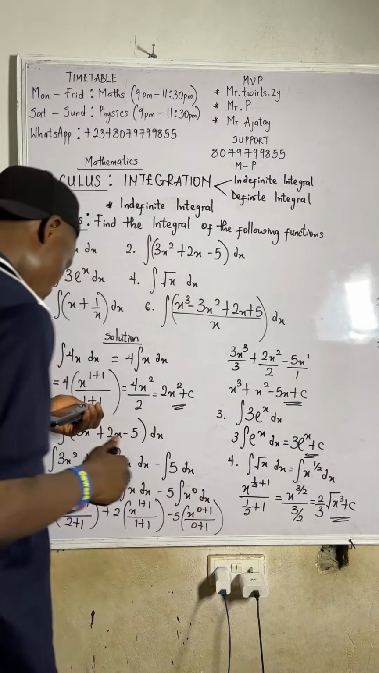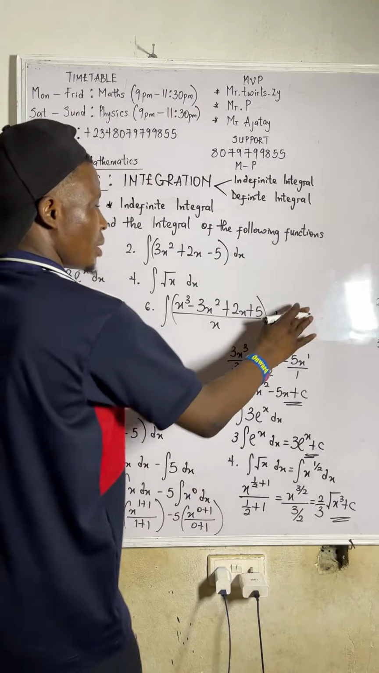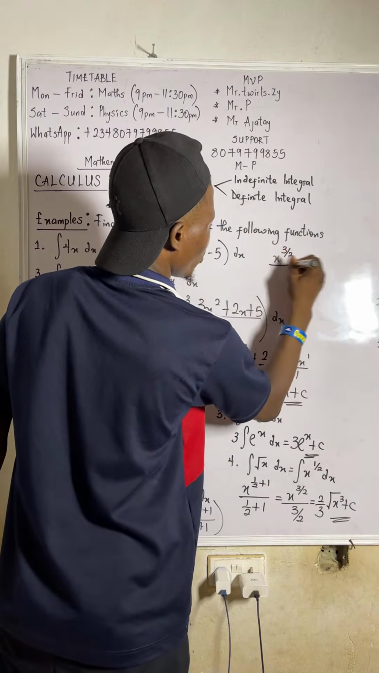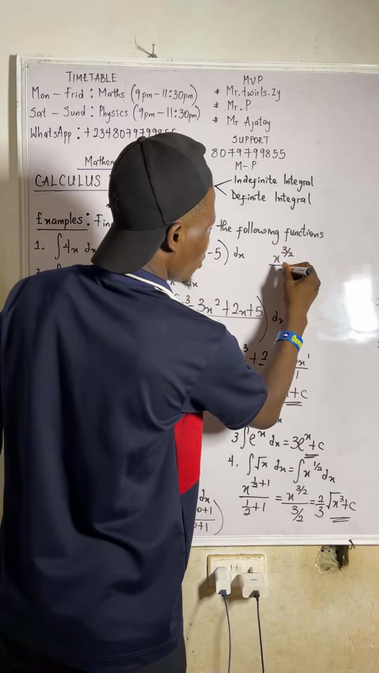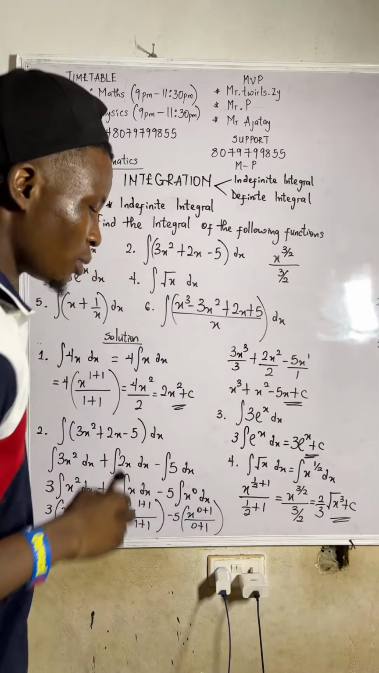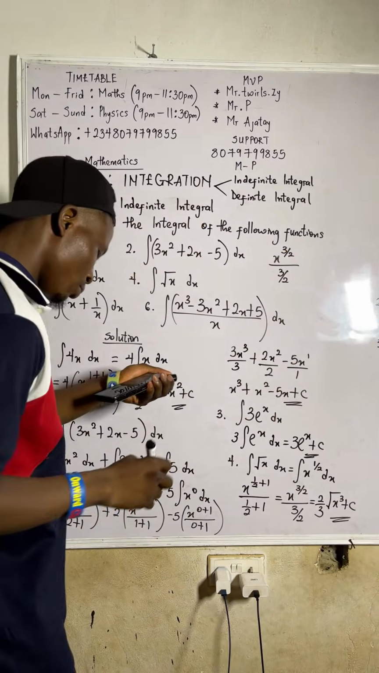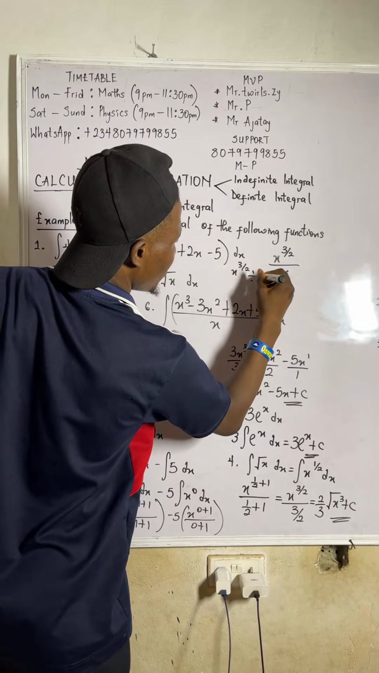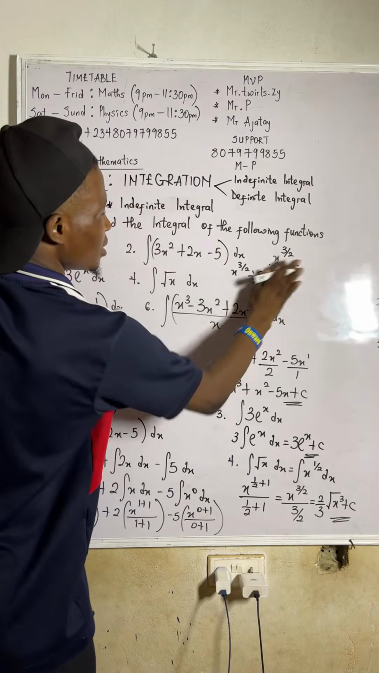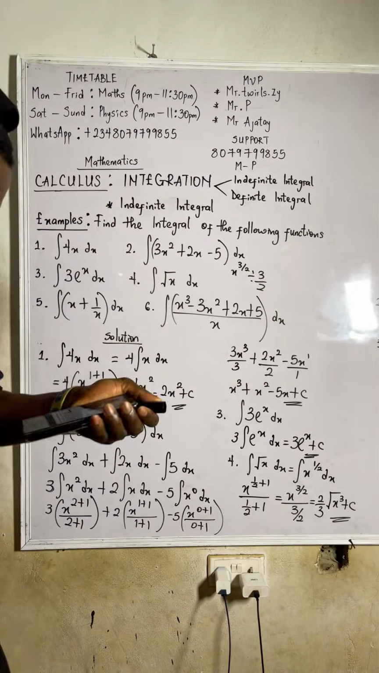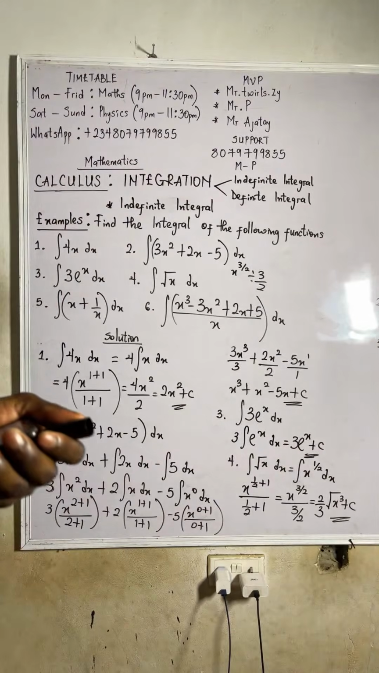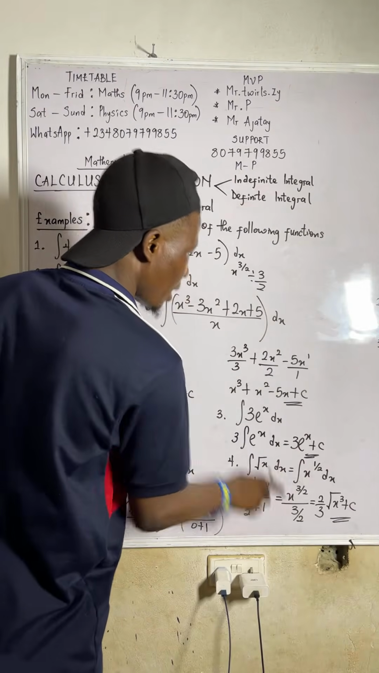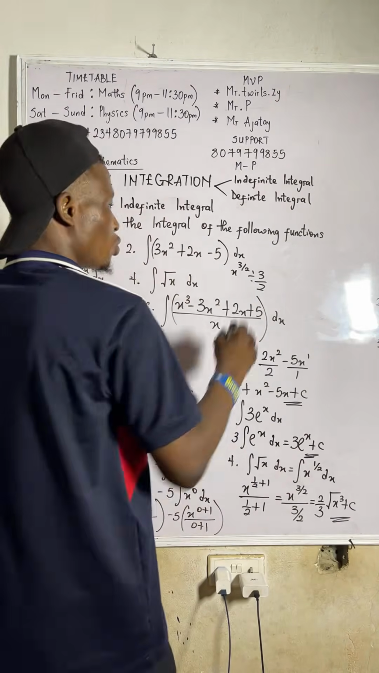Okay, let me explain it. You have x to the power of 3 over 2, over 3 over 2. It's just like saying x to the power of 3 over 2 divided by 3 over 2. That's the same thing. I'm explaining already, just listen. It's divided by 3 over 2.